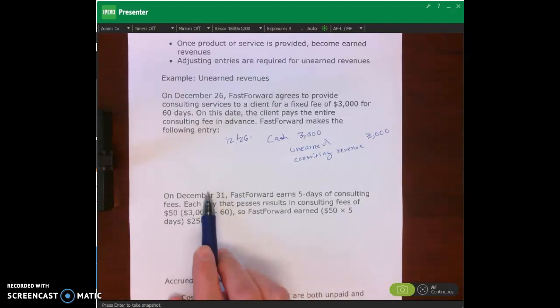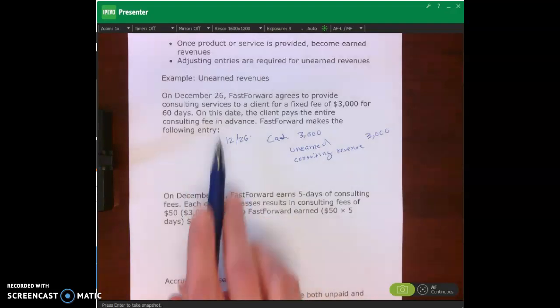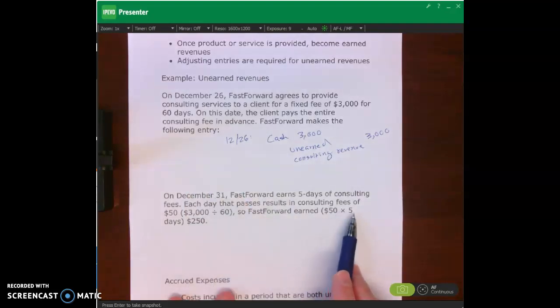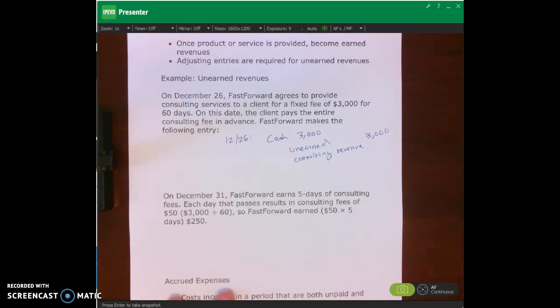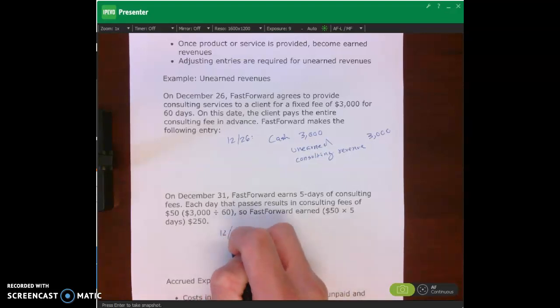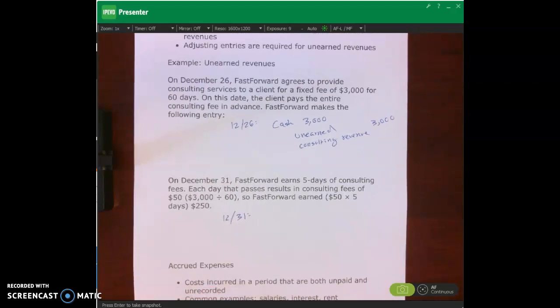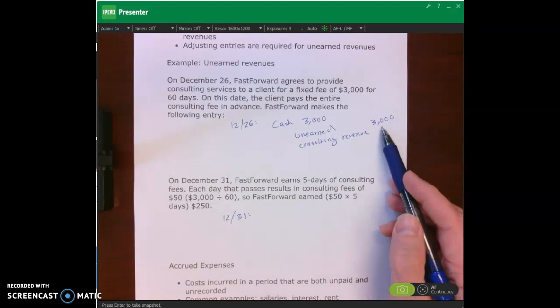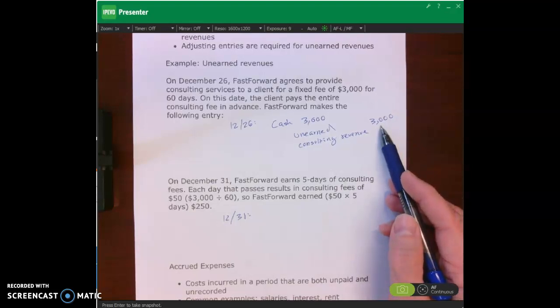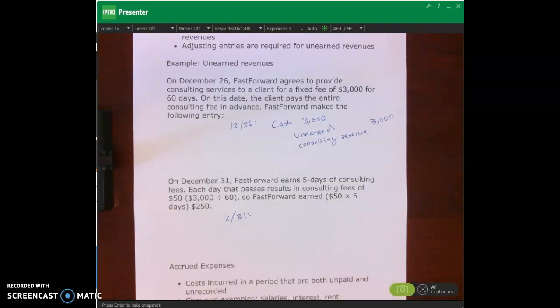How much did they earn in December? Well, there are 5 days, the 26th to the 31st. $50 a day times 5 gives me $250. So on 12/31, I'll do my journal entry to recognize that we've earned $250 worth of revenue and that our liability has decreased by $250. Why has our liability decreased? Because we provided the service. We had a liability to perform $3,000 worth of services, but here, I fulfilled $250 worth of that.